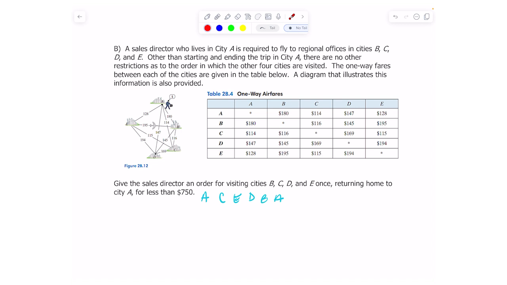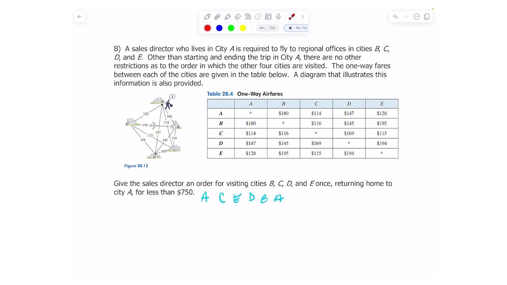So this is a graph. It's kind of a network, and it's showing you basically like we're starting at A and then we're going to all the destinations. So it's telling you if you want to travel from city A to B, it's $180. Or if you want to go from A to C, it's $114. Or if I wanted to travel from E back to A, it's $128, and so on. So you can see a connection there between the cities and their airfares.